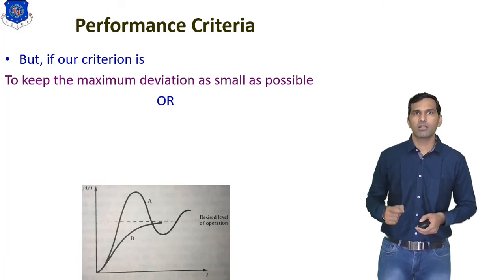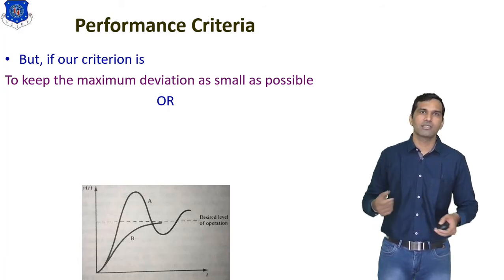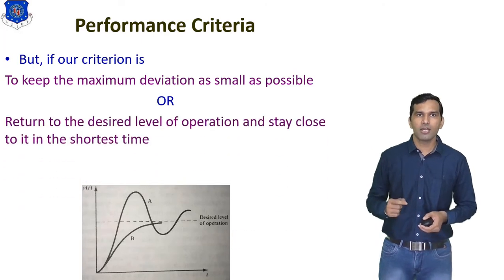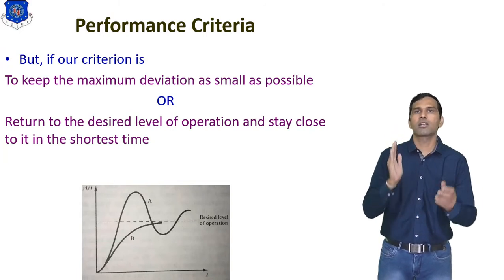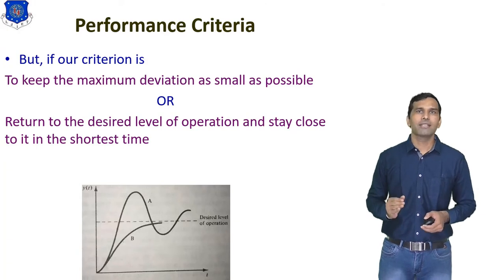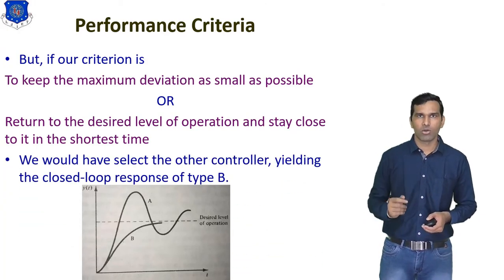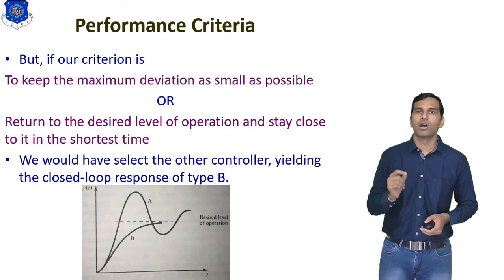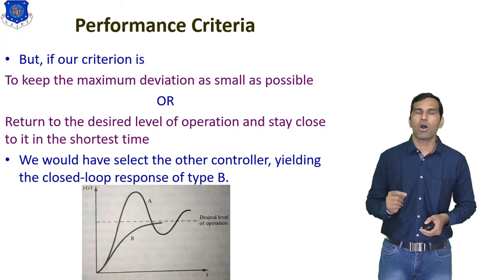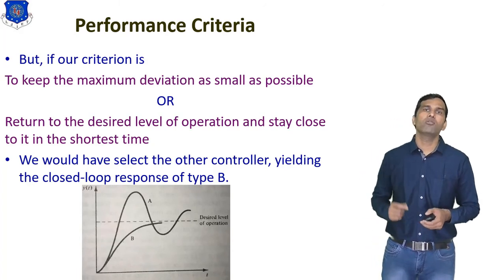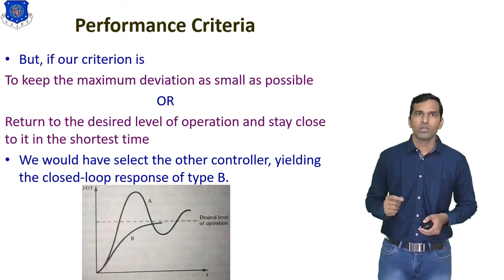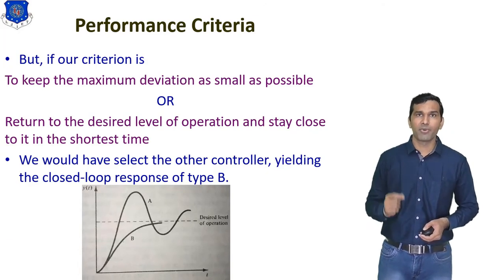So this is our another criteria, or our criteria is changed, or we can say the return to the desired level of the operation and stay close to it in a shorter time. So at that time we had to change our controller. That means we would select the other controller yielding the closed loop response of type B. So according to our criteria change, we have to change the controller. So this is the performance criteria.